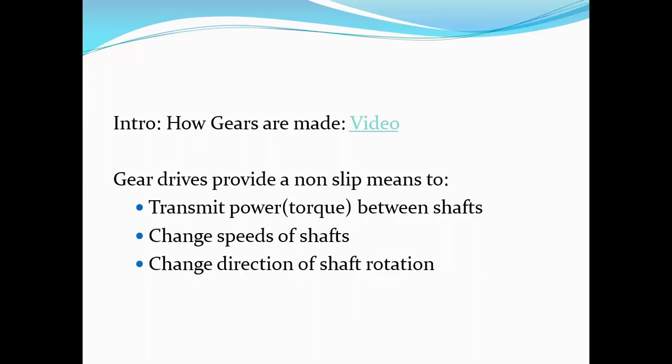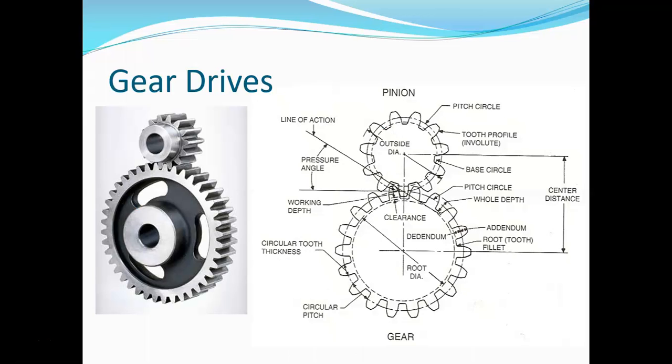So continue on. Gear drives provide a non-slip means to transmit power between two shafts. They change the speed of shafts, so you can change the different sizes of gears and get different speed outputs. And they can also change the direction of the rotation of the shaft, and those are called idler gears. We'll look at those coming up. So here on the left side, you've got a picture of a gear drive. This is your basic economical spur gear setup.